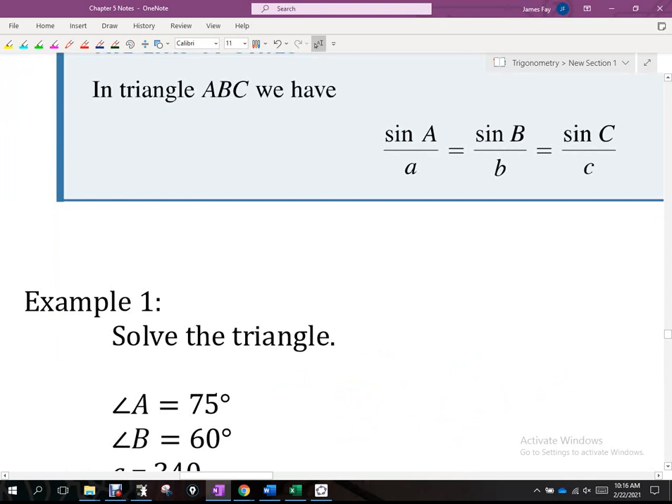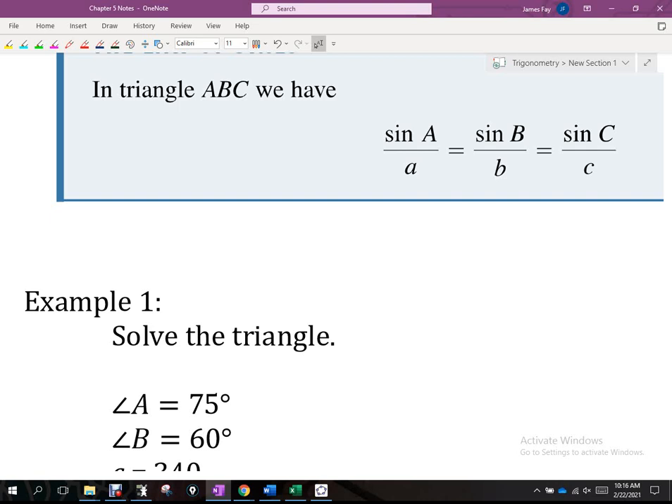Okay? The law of sines is going to allow us to solve triangles that are non-right triangles. Okay? Find missing angle measurements, find missing distances for triangles that are non-right triangles, provided the correct parts. Okay?